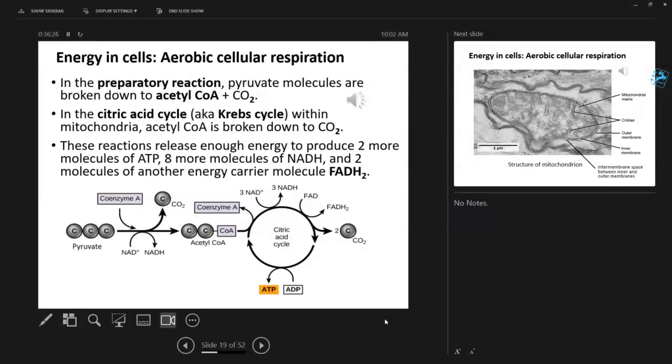So we've already made some ATP, but we've recharged a lot of this stuff, NADH and FADH2. So there's a lot of energy stored in these that's used in the next and final step called the electron transport chain.